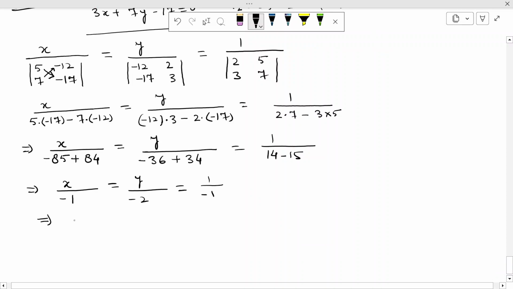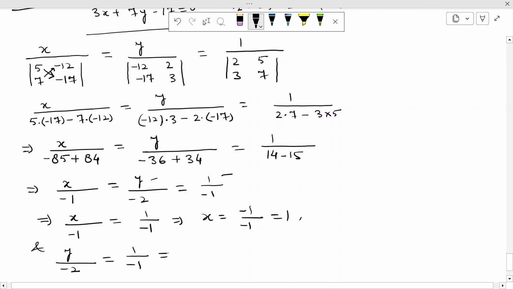Now when you are equating the first and the third term, so from here you will obtain x upon minus 1 is equals to 1 over minus 1. So this is x is equals to minus 1 over minus 1 means 1. And now if you are equating the second and third term, so you are having y over minus 2 is equals to 1 over minus 1, which gives you y is equals to 2. So this is how we can obtain our solution with the cross multiplication method.